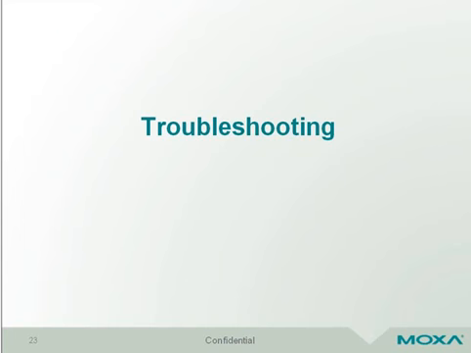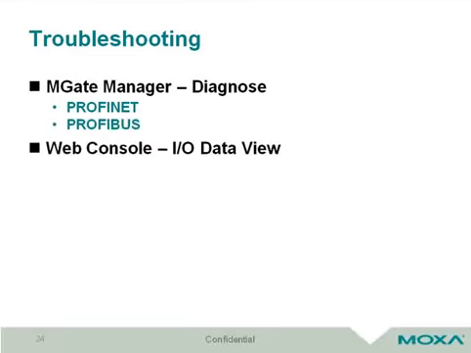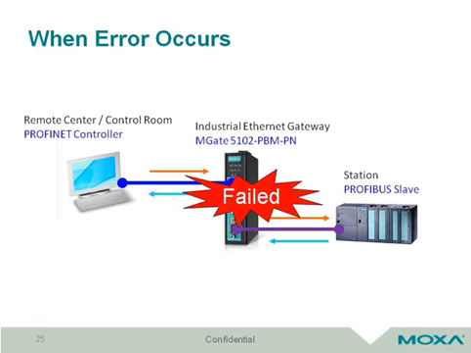Okay, now, the last part we are going to talk about is troubleshooting. When problems occur, it might be hard for the user to analyze the problem without tools. No worry, MGate provides powerful tools for you. MGate Manager has a Diagnose function. Besides, you can check the I/O data view via the web console. When a problem occurs, we are not able to know the root cause. To make it simple, we will divide it into two parts: the issue is happening on the PROFINET side or on the PROFIBUS side.